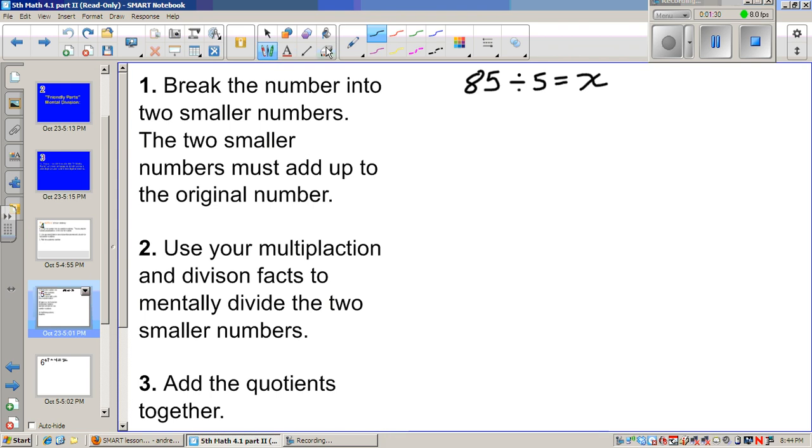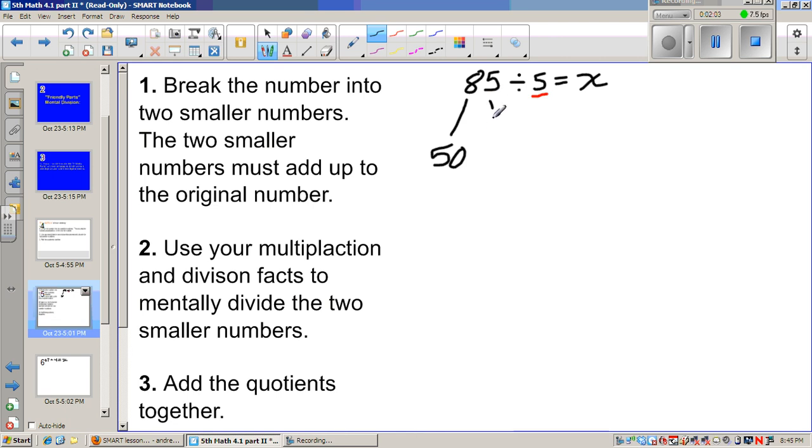In this first step, I'm always going to look over here at my divisor. In this problem, my divisor is 5. So one of the friendly parts that I'm going to make is always going to be the divisor times 10. So 5 times 10 is 50. I like to do that because the divisor times 10 is a really friendly number. I know that 50 divided by 5 is just 10.